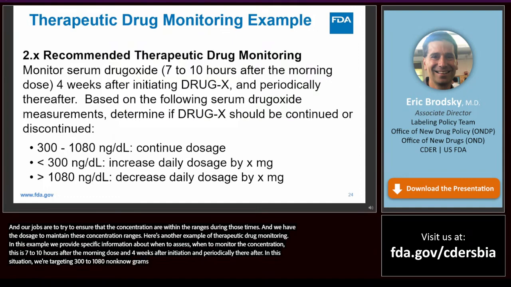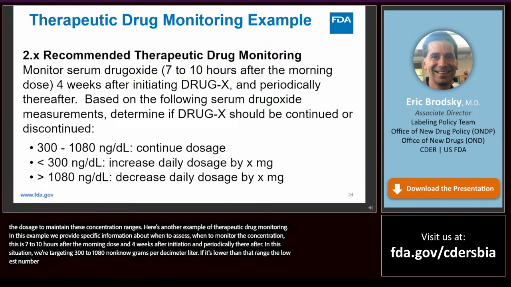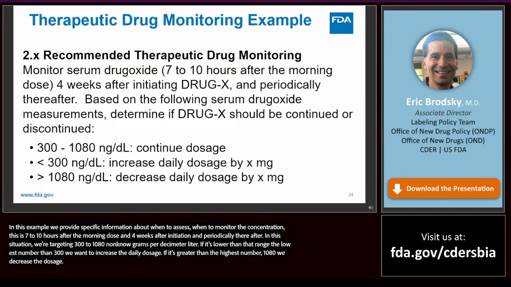If it's lower than that range, lower than the lowest number, lower than 300, we want to increase the daily dosage. If it's greater than the highest number, 1080, we decrease the dosage. So we try to maintain that 300 to 1080 concentration window.